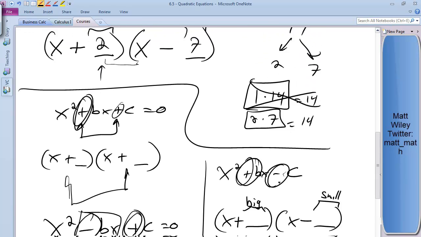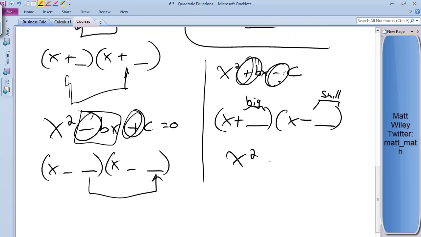And lastly, we have one like the example we just did, where we had x squared minus bx minus c.